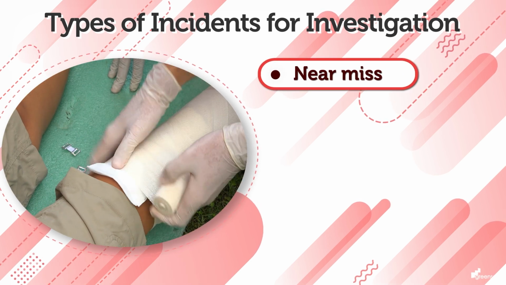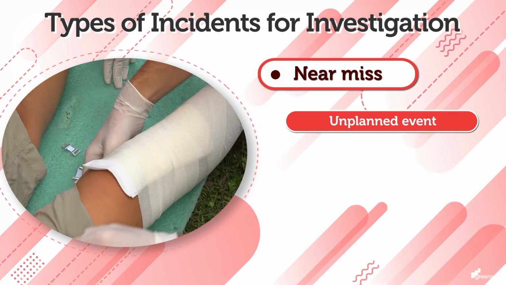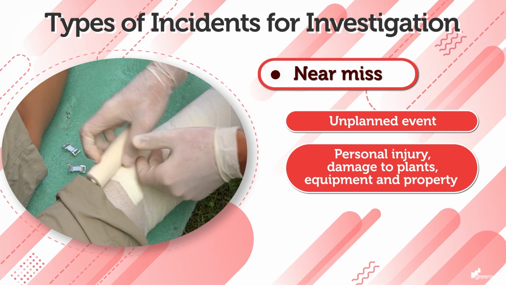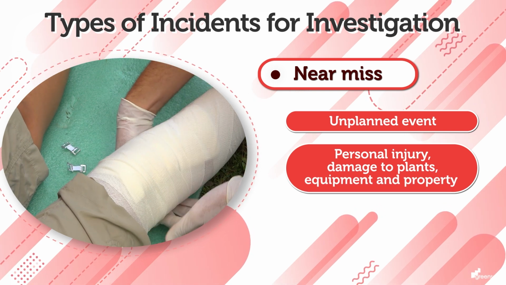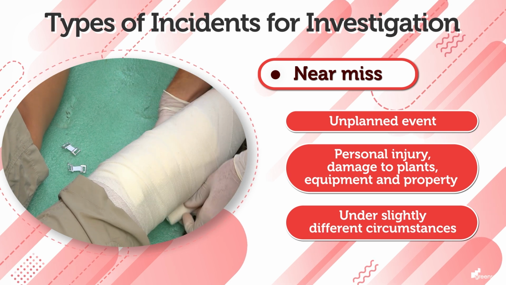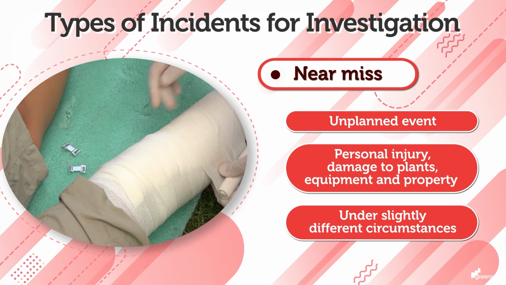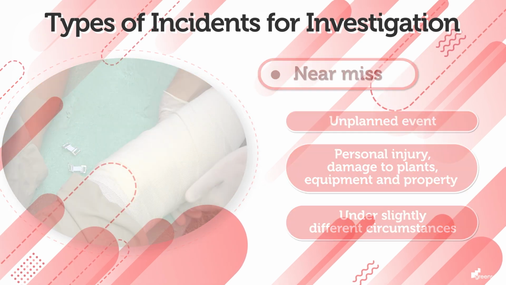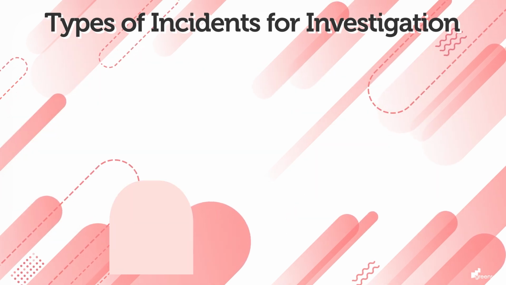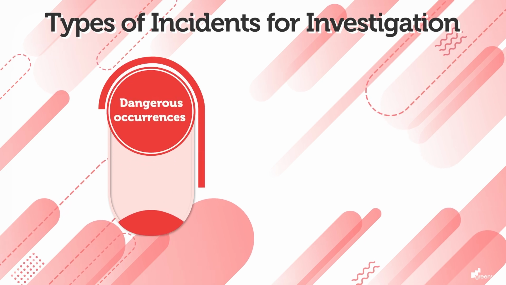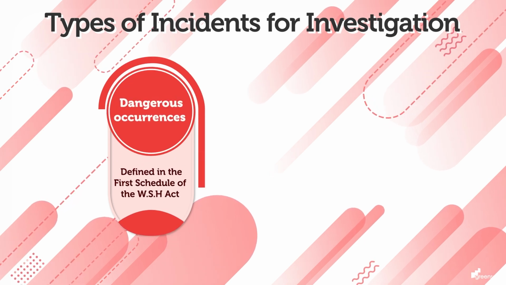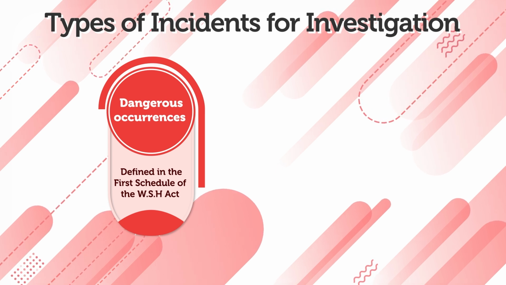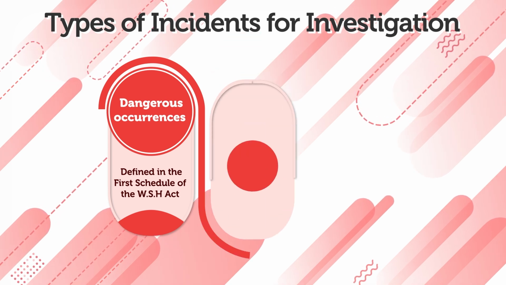Another situation to consider is a near miss. This is an unplanned event that had the potential to cause personal injury, damage to plants, equipment, and property if it had occurred in slightly different circumstances. Next up, there could be dangerous occurrence as well. To know more about this type of incident, feel free to refer to the first schedule of the WSH Act, where this term is clearly defined.